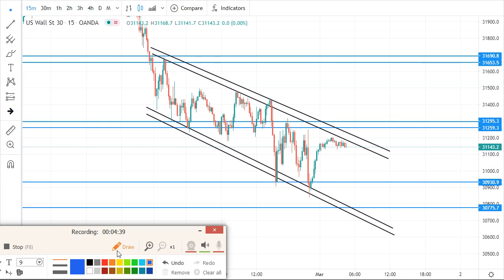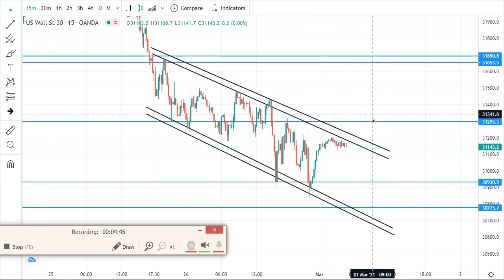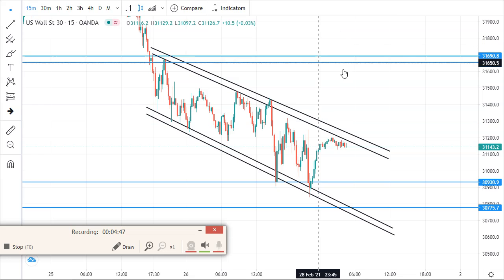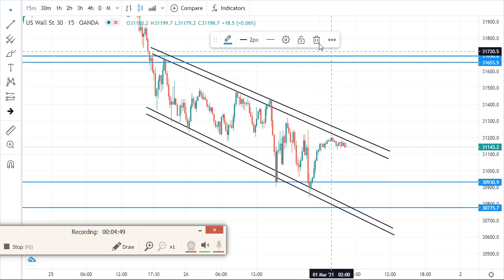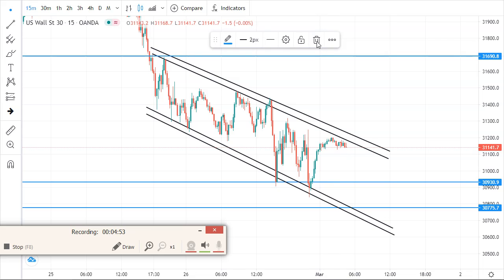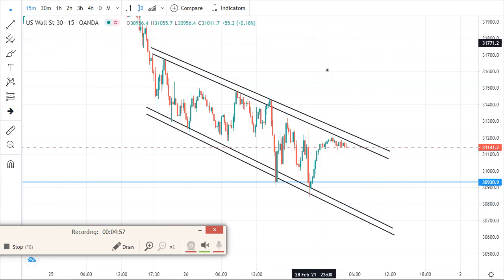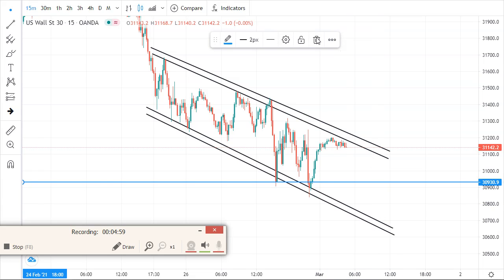So let me remove some of this resistance that I have drawn already. I think things like this should be easy because some of this resistance no longer makes sense, because the market just broke everything here. So I will just leave only... no, let me just remove it.